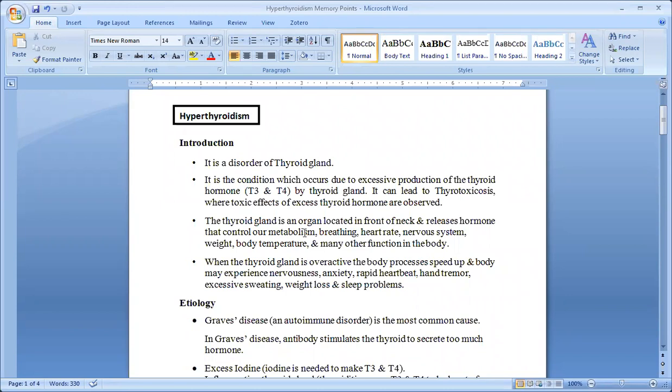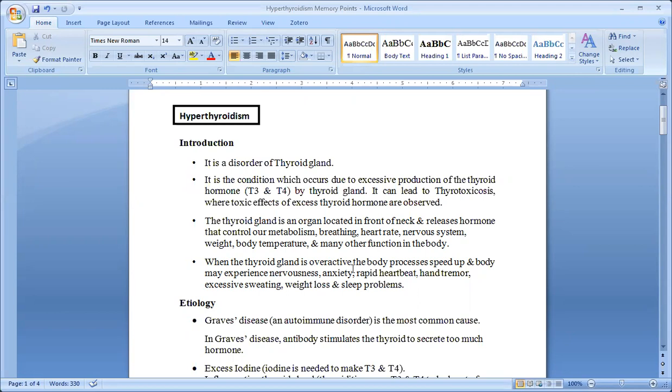In this condition, cholesterol and triglyceride levels become low due to the high metabolic rate. So what do these hormones control? Metabolism, breathing, heart rate, and the nervous system. Weight, body temperature, and many other functions in the body are also controlled by them.